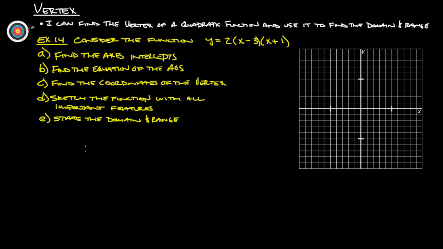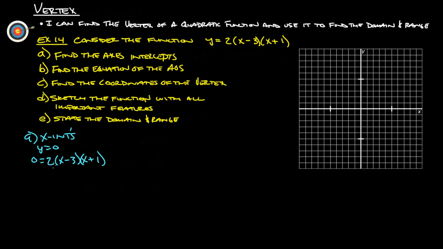Okay. Example 14. This is actually our second and last example. So let's do a few of these parts here, and then we'll do a little comedy break here in the middle. Okay, consider the function y equals blah blah blah blah blah. Find the axes intercepts. So if we are going to say for a, find the x intercepts, remember that y equals 0. So we will do 0 equals 2 times x minus 3 times x plus 1.